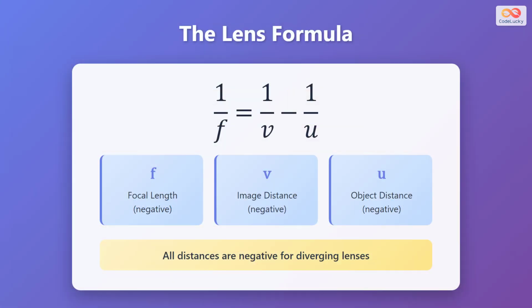The behavior of diverging lenses can be described mathematically using the lens formula. This formula states that 1/f equals 1/v minus 1/u. In this equation, f represents the focal length, v represents the image distance from the lens, and u represents the object distance from the lens. For diverging lenses, there's an important convention to remember. All three distances are considered negative. The focal length is negative because it's a diverging lens, the image distance is negative because the image is virtual, and the object distance is negative according to the sign convention used in optics.